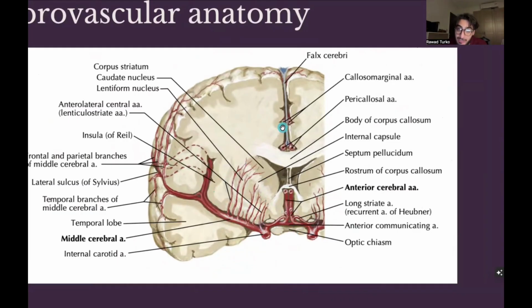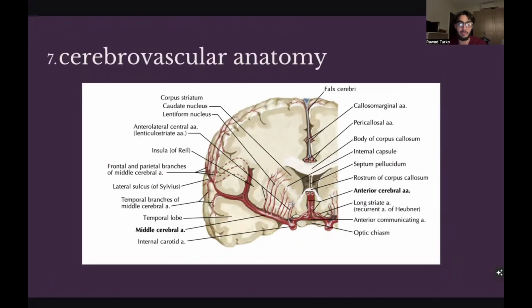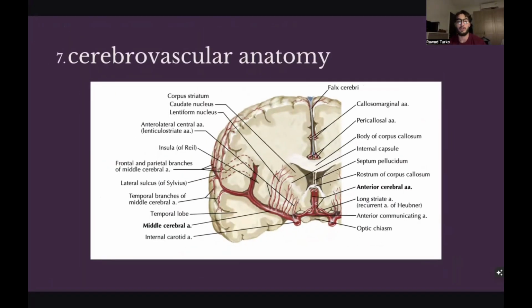You'll see it's supplying the medial surface of the cortex, while the MCA is going on and supplying the lateral surfaces of the cortex. Okay. And you also have this recurrent artery of Hübner, which is also very, very important. This is coming from the ACA, the anterior cerebral artery. It also supplies part of the internal capsule. That's important. We're going to talk about the internal capsule and all of its vessels, inshallah, very soon.